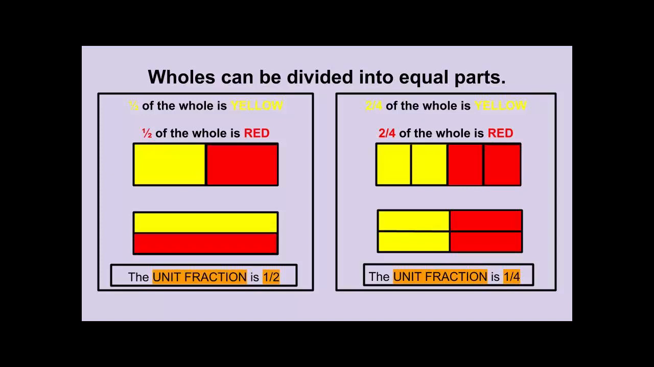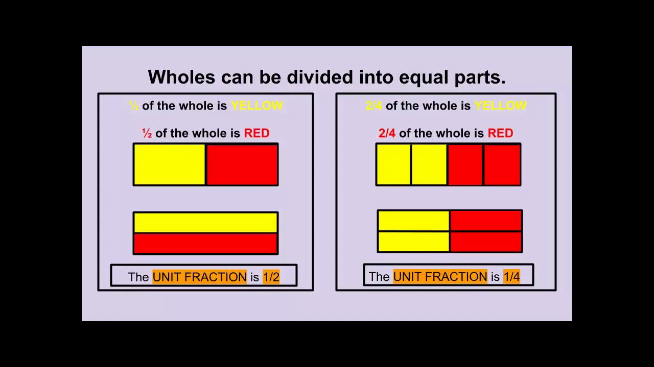Half of the region is yellow. Half of the region is red. A unit fraction must always have 1 as a numerator. So the unit fraction for this first box is 1/2.